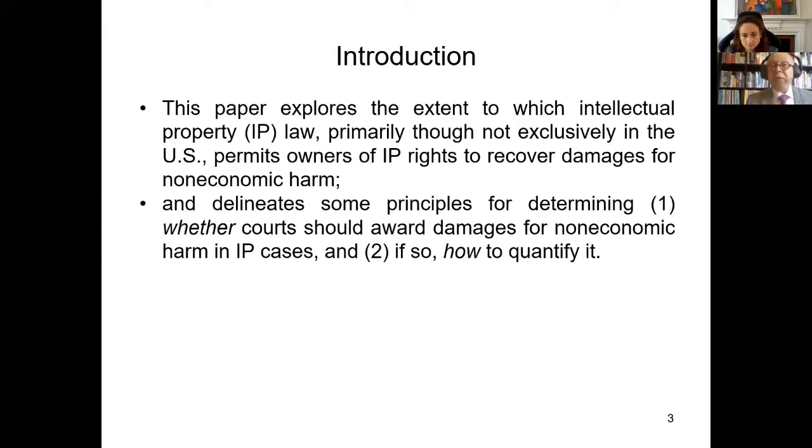And towards the end of the paper, then, I delineate various principles for determining, first of all, whether courts should award damages for non-economic harm in intellectual property cases, and if so, how they should quantify that harm. These two inquiries are, of course, related, because the more difficult it would be to quantify non-economic harm in some sort of reasonably objective, non-arbitrary way, the more difficult that is, the weaker the case might seem for even attempting to award damages for this sort of harm.